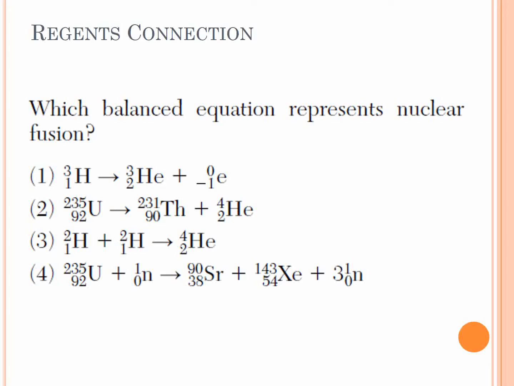And we look down for 3 and 4, well, number 3 has 2 hydrogen coming together to make a helium, which sounds like a strong possibility. But looking at number 4 quickly, we see we have a uranium, which is a very, very large element, combining with a neutron, which isn't actually another atom or element. And so we are going to go with number 3 here, nuclear fusion, 2 small atoms coming together to create one singular atom.